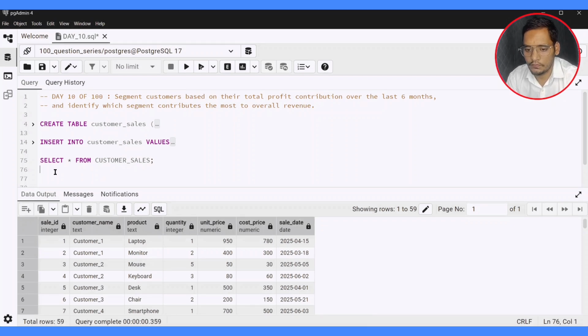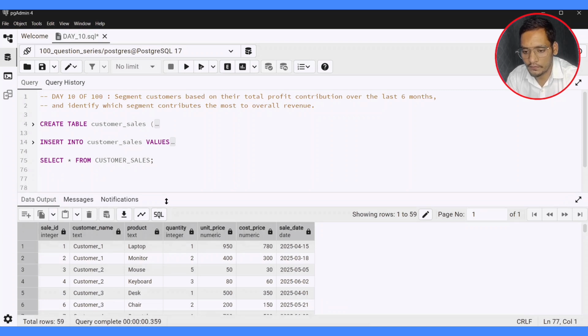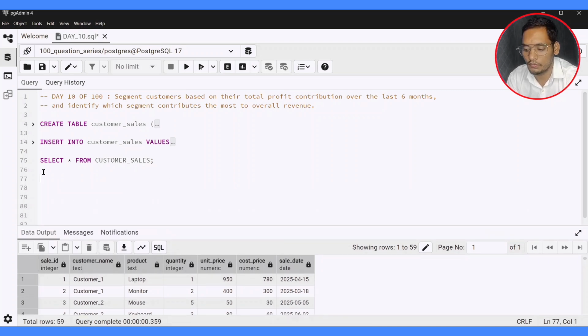So firstly, I'm going to start with SELECT. Let's write here select. I'm going to select everything, and then I'm going to calculate the profit. For that I'm going to use unit price minus cost price, multiplied by quantity, as profit.